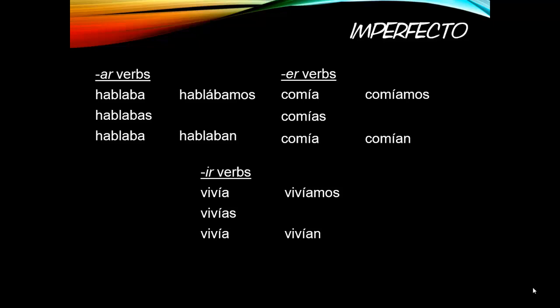ER and IR verbs both use -ía. So verbs like comer and vivir would follow the same pattern. Take off the ER or IR and add in the appropriate endings. Yo comía, vivía. Tú comías, vivías. Él y usted comía, vivía. Nosotros comíamos, vivíamos. And ellos, ellas, ustedes comían, vivían.